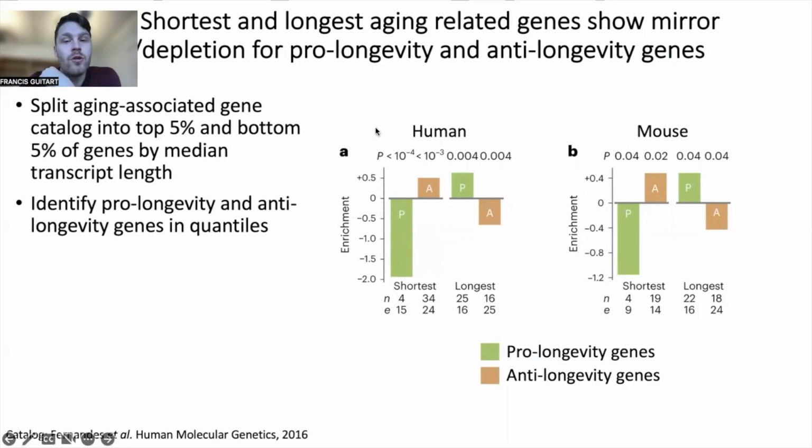So the human case is panel A, and the mouse case is panel B. In the human case, we see that the shortest quantile has a depletion of these pro-longevity genes and an enrichment of anti-longevity genes. And the opposite is true for these longer transcripts, where we have more pro-longevity genes in humans and fewer anti-longevity genes in the longer quantile. And the same is true for these mouse genes. So this basically shows that the longer transcripts tend to be pro-longevity and shorter transcripts tend to be anti-longevity, which to me was a really interesting finding.